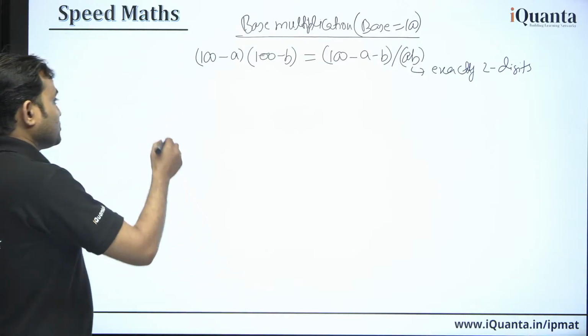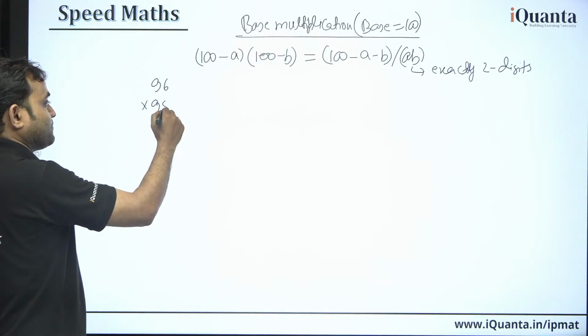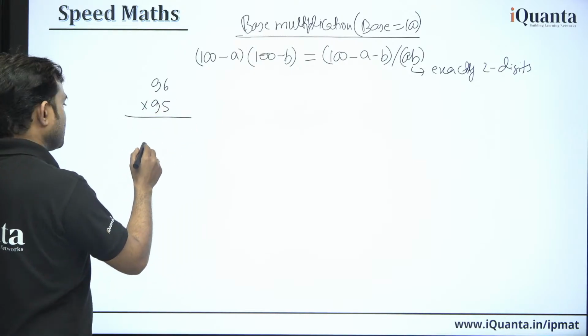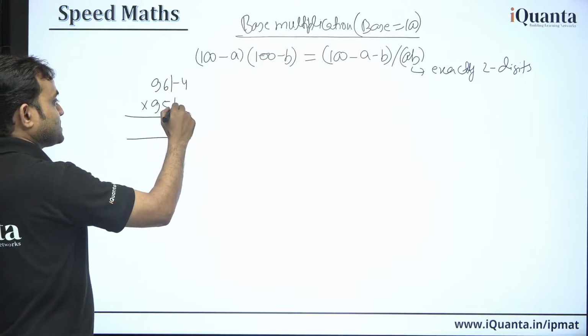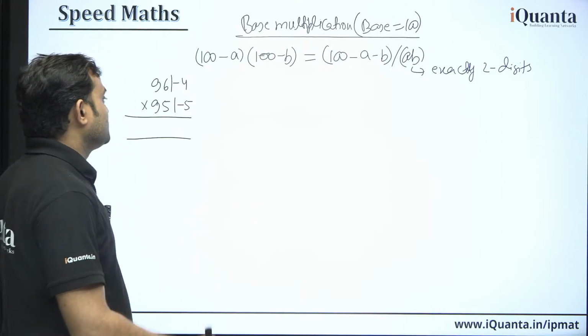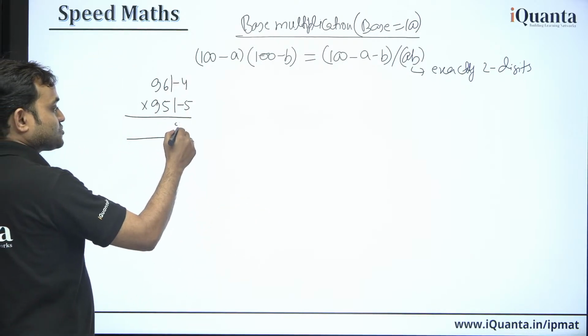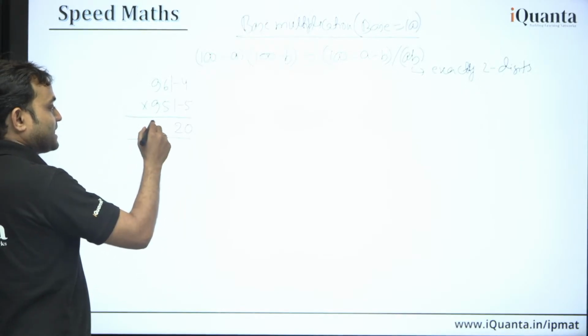So let's take two numbers like 96 into 95. In that case, this number is minus 4. This number is minus 5. 100 minus 4, 100 minus 5. So minus 4 into minus 5 is 20. Then 100 minus 4 minus 5 is 91.